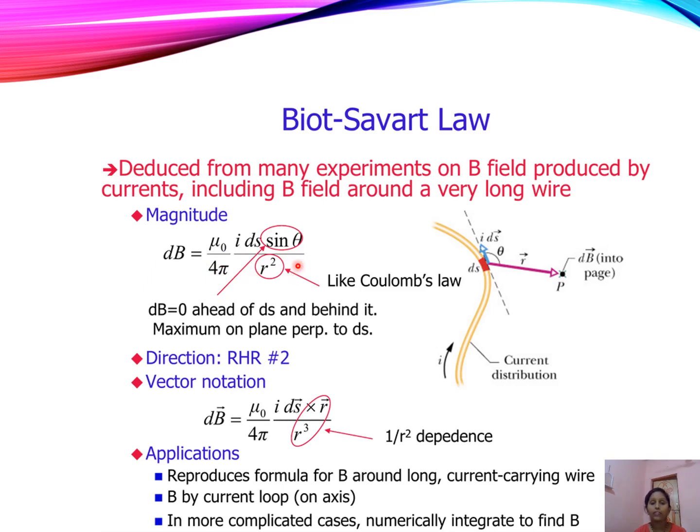We know theta is the angle between ds and r. So I'll multiply and divide it by r in this equation. Then the equation becomes mu naught divided by 4 pi I ds r sin theta divided by r cube. When I remove the sin theta, the equation becomes dB vector is equal to mu naught by 4 pi I ds vector cross r vector divided by r cube. Instead of sin theta, I have written cross. This is the equation of magnetic field.